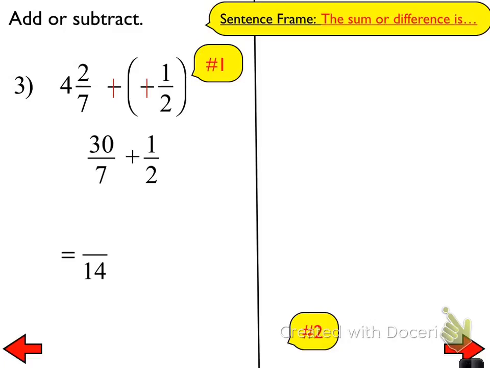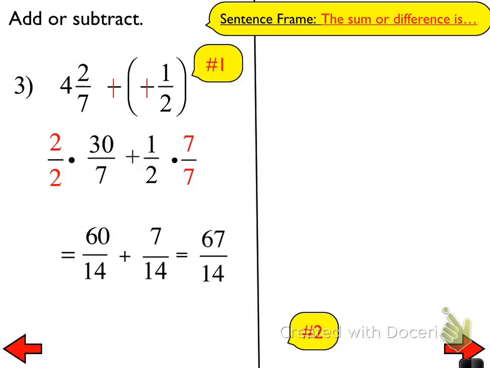Okay, so for number 3, finishing this off, our lowest common denominator is 14. So the very first fraction needs to be multiplied by 2 halves. So my numerator is 60. The second fraction needs to be multiplied by 7 sevenths. And my new numerator is 7. I'm going to go ahead and bring down that operation, which is addition, leaving me with 67 over 14. When I divide to make this into a mixed number, I end up with 4 and 11/14.